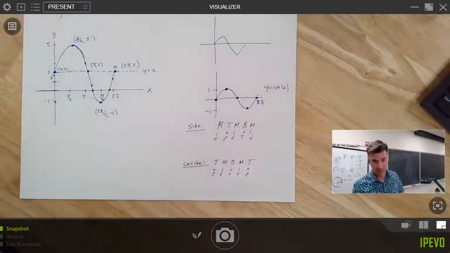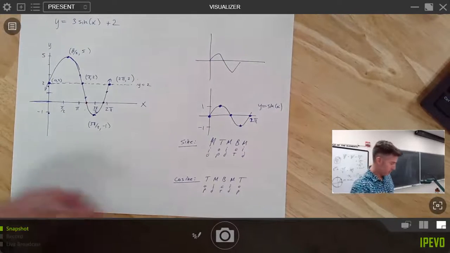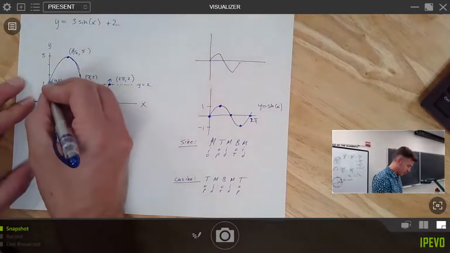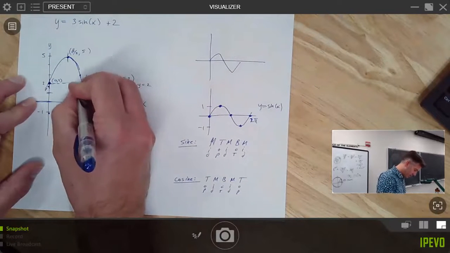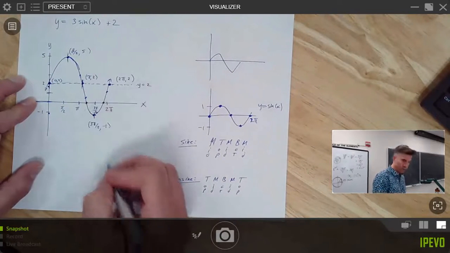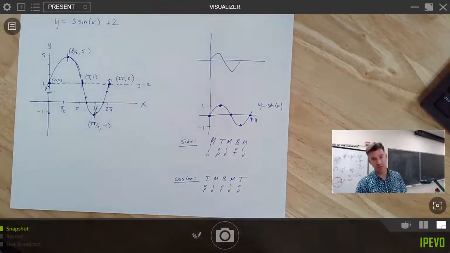Another way to say it is I want to see all the points that occur every quarter. So here's the beginning of the first quadrant, the beginning of the second quadrant, the beginning of the third quadrant, the beginning of the fourth quadrant, and the end of one full period. That's what I'm really looking for.